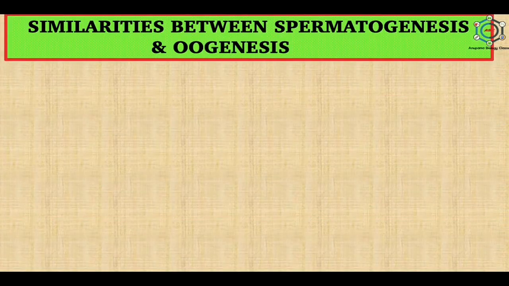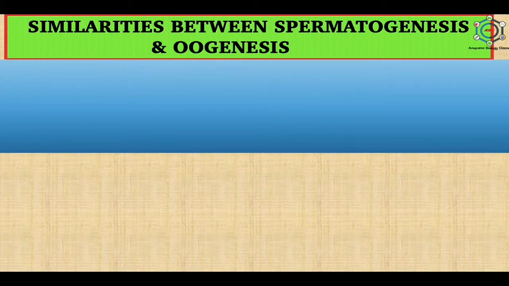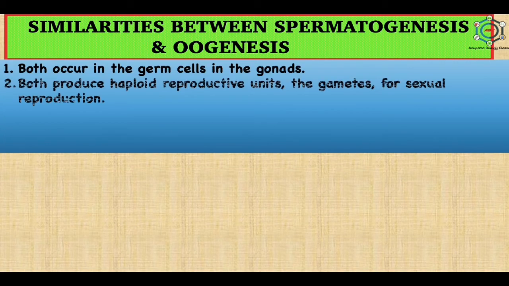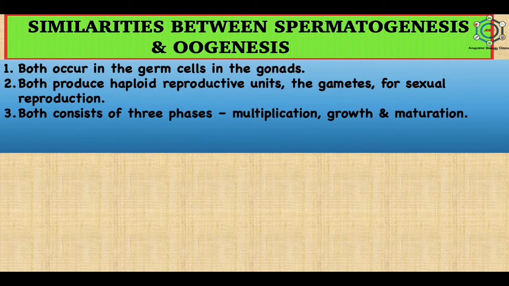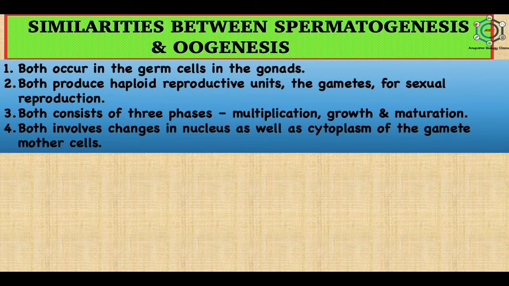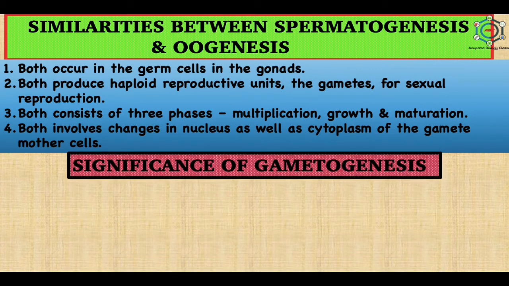Now, the similarities between spermatogenesis and oogenesis. Both occur in the germ cells in the gonads. Both produce haploid reproductive units, that is the gametes, for sexual reproduction. Both consist of 3 phases: multiplication, growth and maturation phase. Both involve changes in the nucleus as well as the cytoplasm of the gamete mother cell.